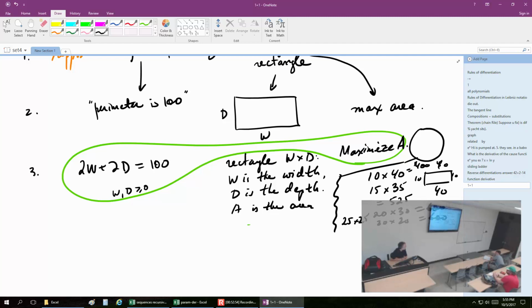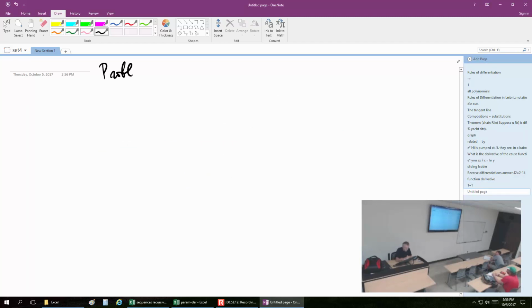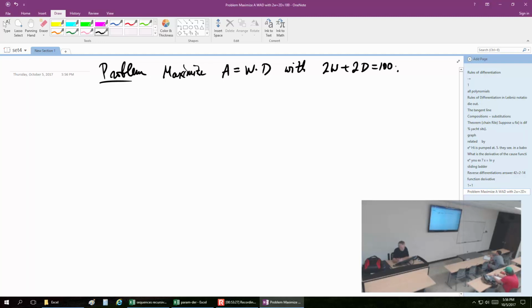I have an equation. I have two variables. Three variables. The third one: I still have a missing puzzle piece, and that is that the area is the product of the width times the depth. Let me write it one more time. The problem now becomes purely algebraic. Maximize A is equal to W times D, with a restriction: 2W plus 2D is equal to 100. So that's the algebraic representation of our problem.